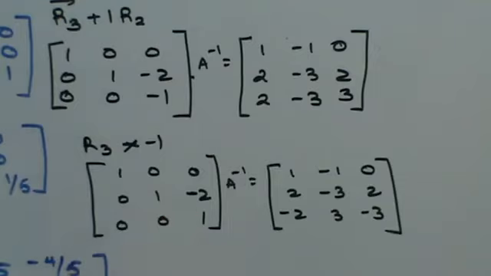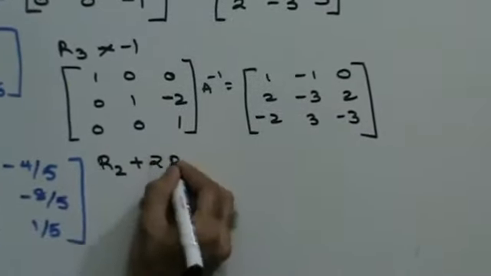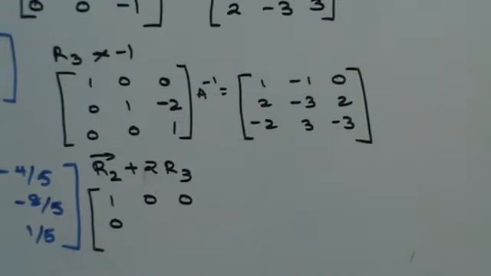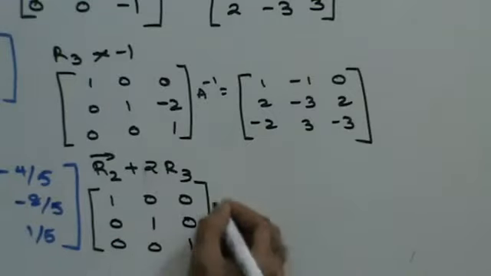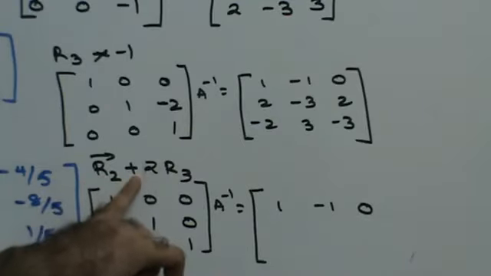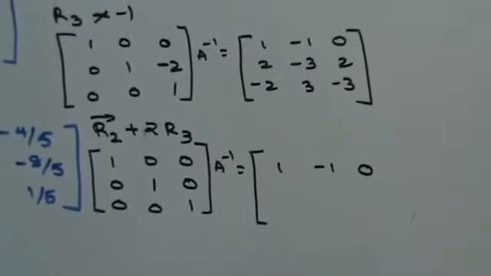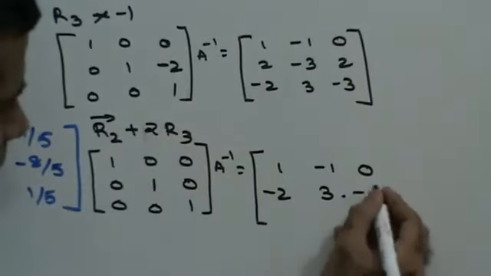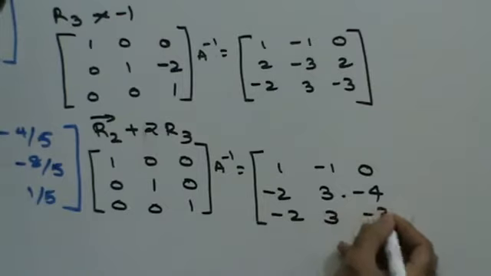Right? This number is 1. I want to make this number as 0. So this is going to be R2 plus 2R3. Zero minus zero, zero plus zero, one plus zero, minus two plus two, 0, 0, 1. A inverse is 1 minus 1, 0; 2 plus 2 into minus 2. So 2 minus 4, that's minus 2. Then minus 3 plus 6, 3. 2 minus 6. This is going to be 2 minus 6, minus 4. Minus 2, 3, minus 3.